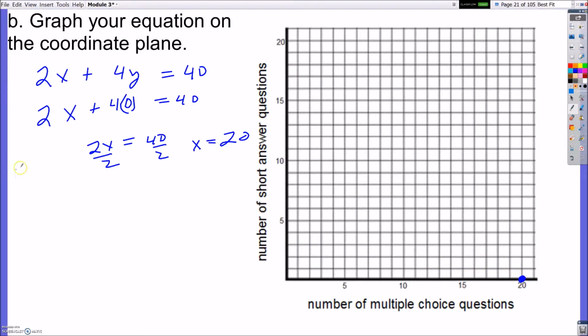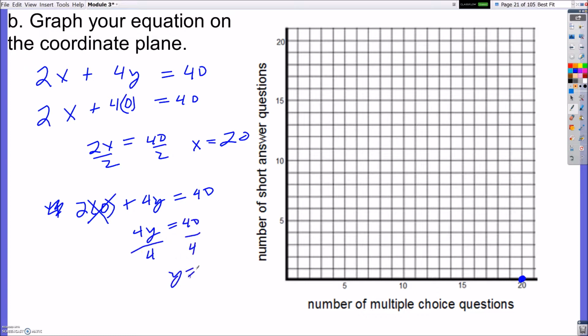So where it says number of multiple choice questions, I could just put a dot right here for 20. And then if I have 2 points per multiple choice question, and I want to have 0 of those on my test, so I only want to have free response questions, the short answers, how many could I have? Well, I wouldn't even look at the x because I don't have any. And I would have 4y equals 40. Divide both sides by 4 to get y equals 10.